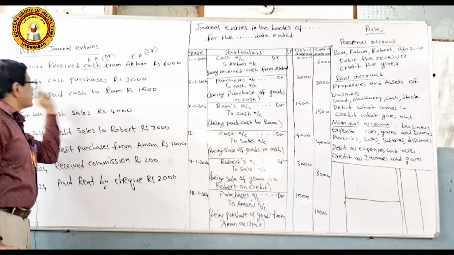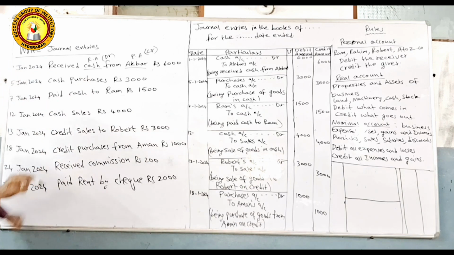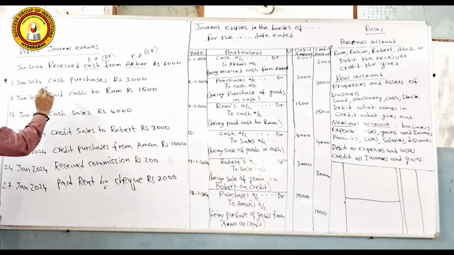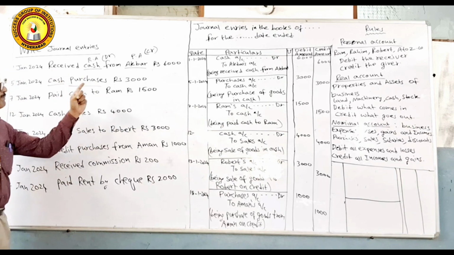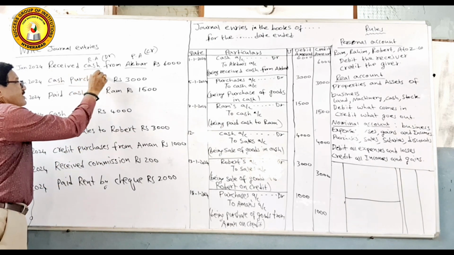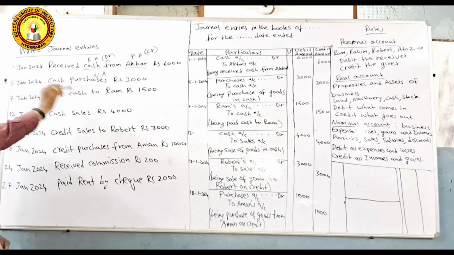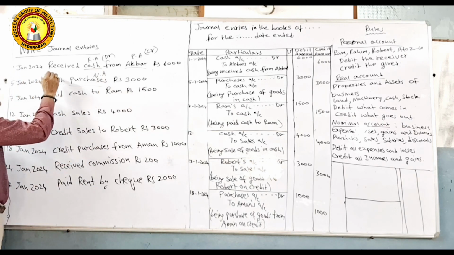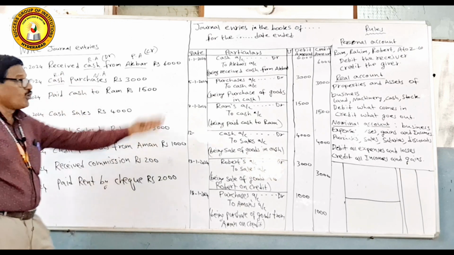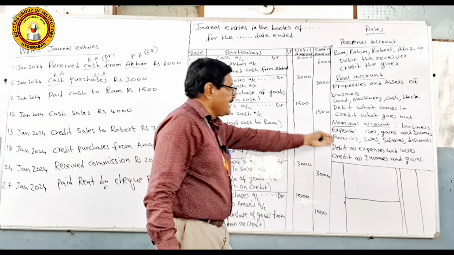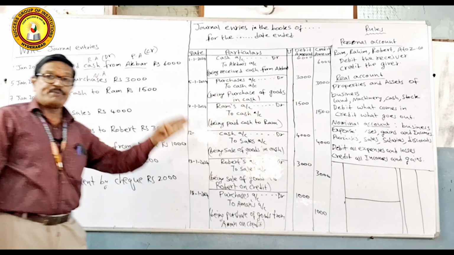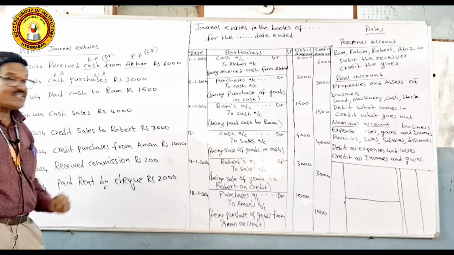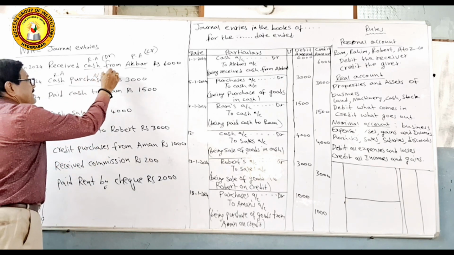Now we come across the second transaction, 5th January 2024. Here, cash purchases. Cash is one aspect of the transaction and the purchase the other aspect. Purchase comes under nominal account because it is an expenditure of the business, and cash comes under real account. The rule clearly states that in the nominal account, debit all expenses and losses. When you are running a business, you must make purchases first. That is an expenditure to the business, so it comes under debit.